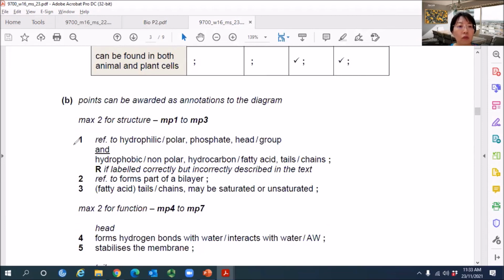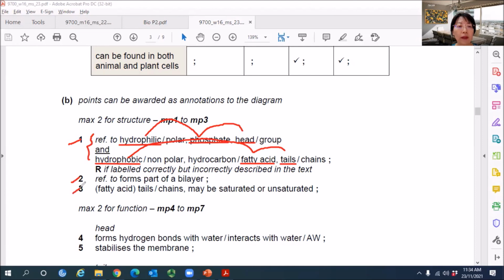So: refer to the hydrophilic polar phosphate head. That means in your sentence, you need to say the hydrophilic phosphate head to score, and not only that, the hydrophobic hydrocarbon or fatty acid tail to get the first marking point. If I just say phospholipid molecule, no mark. I just say the head, no mark. I just say the hydrophilic head, no mark. Hydrophilic phosphate head, 1 mark. Hydrophobic fatty acid tail, 1 mark. All this together, 1 mark. So it will form a phospholipid bilayer.